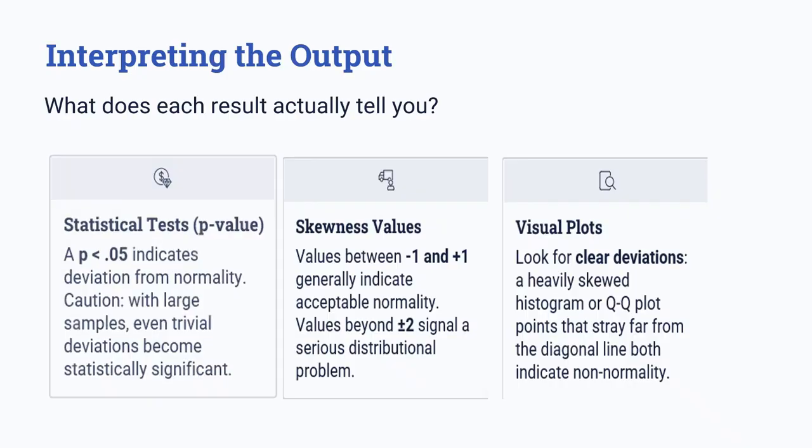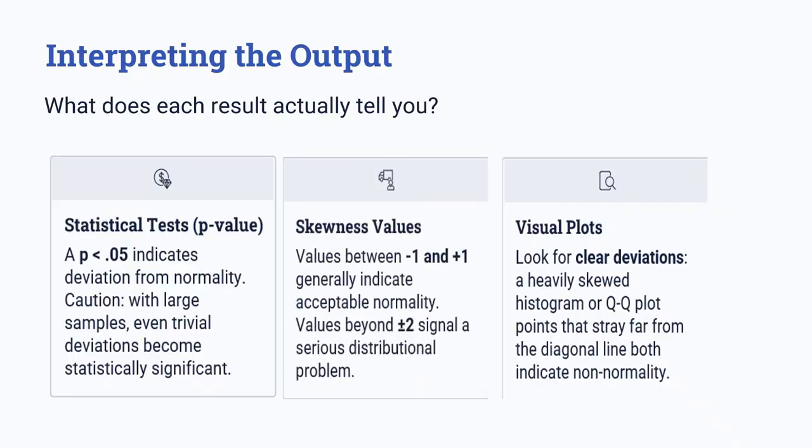Start with the statistical tests and p-values. A p-value less than 0.05 indicates a deviation from normality. But be cautious. When your sample size is large, even tiny, practically irrelevant deviations can become statistically significant. So, always interpret p-values alongside other indicators.